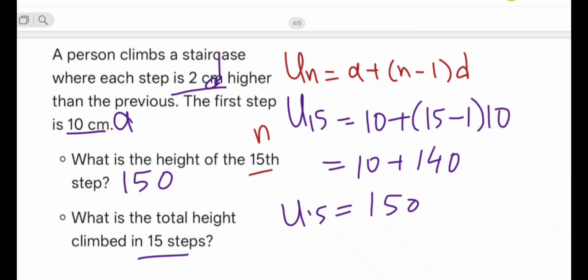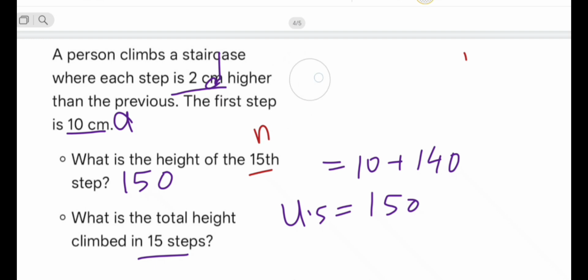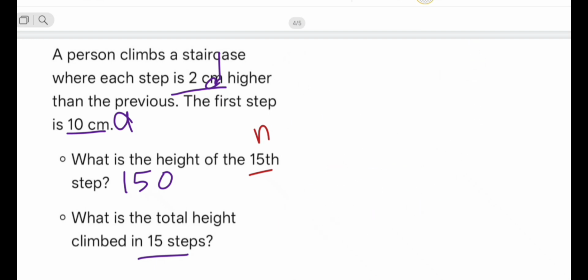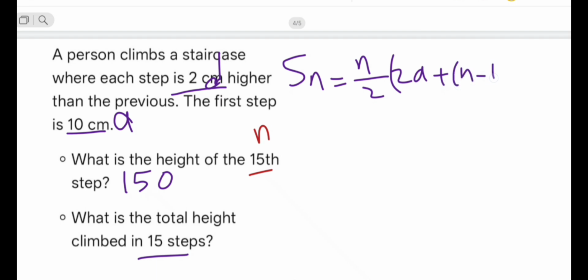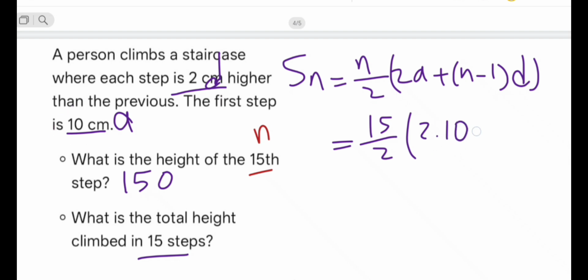So we will use the sum of terms formula. So what is the sum of terms formula? Sn equals n over 2 into 2a plus n minus 1 into d. So what is n? The 15th step. So 15 divided by 2. 2 times a. What is a? The first step, which is 10. 2 multiply, don't forget, plus n is 15 minus 1, d, the difference, which is 2.